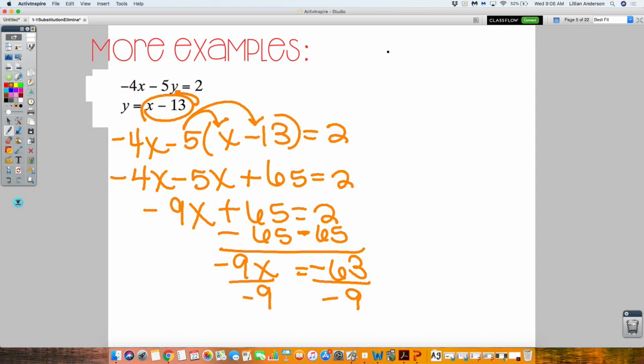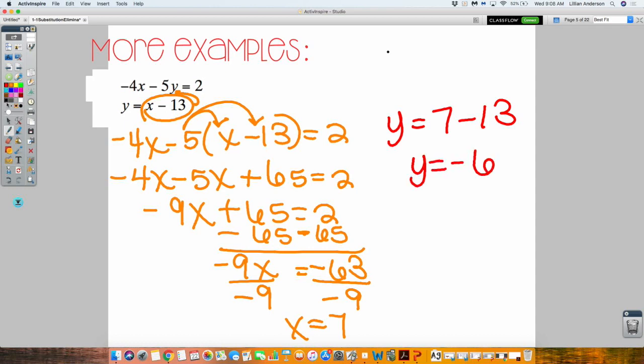Very good. Positive 7 for x. Yes? Okay. Once I find x, I plug that back in for my equation for y. And what's 7 minus 13? Say again? Negative 6.